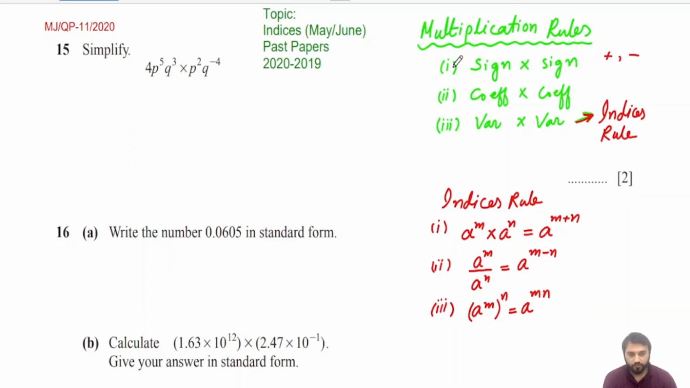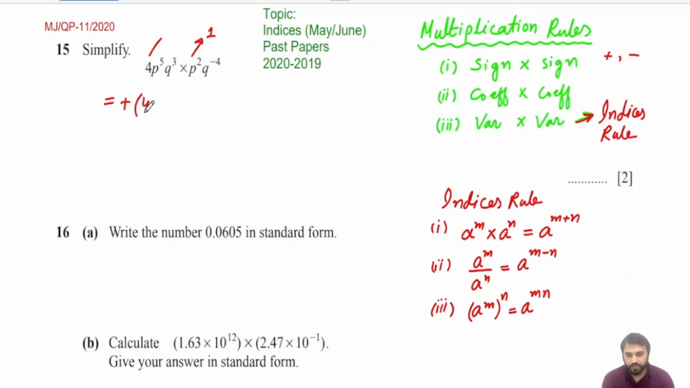After that, the coefficients. Here we have coefficient 4 and here we don't have one. If we don't have one, it means we have only 1. The coefficient is 1 here. And variable into variable. Variables may be x, y, z or any unknown from a to z. So here we have p, q. We multiply variable by variable and we apply the indices rule. So the sign of this number is positive and also the sign of this number is positive. So positive into positive, we get a positive number.